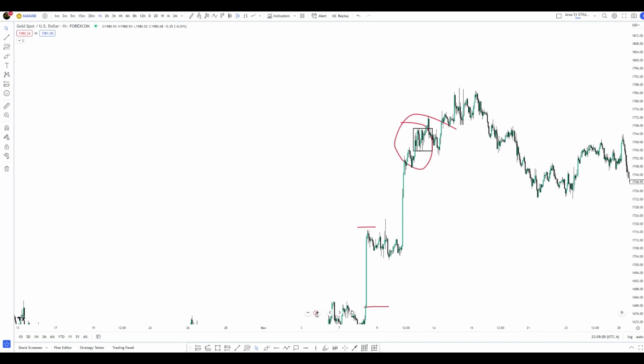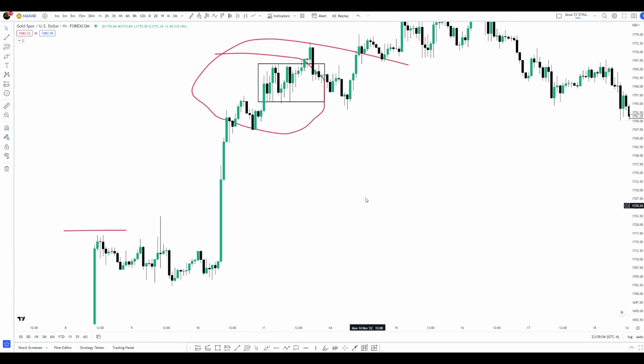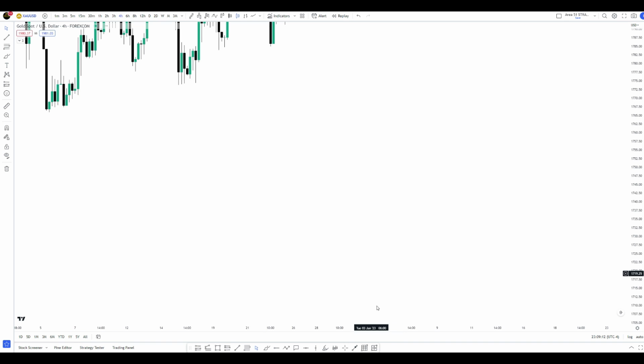All right, as you can see on the 1 hour time frame, once we leave the 4-hour time frame, on the 1 hour time frame, you have a valid pullback, and then the market started continuing to the upside. All right, now let me go back to the 4-hour time frame again.